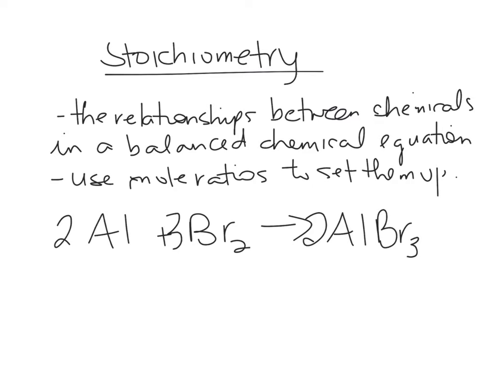Stoichiometry uses the coefficients from a balanced chemical reaction. So if we have a quantity of, let's say, aluminum bromide that's produced, we can figure out how much aluminum we need, or how much bromine we need. Or if we know how much aluminum we have, we'll know the maximum amount of aluminum bromide we can form. So this is really important in chemistry. So we're going to set up some mole ratios.